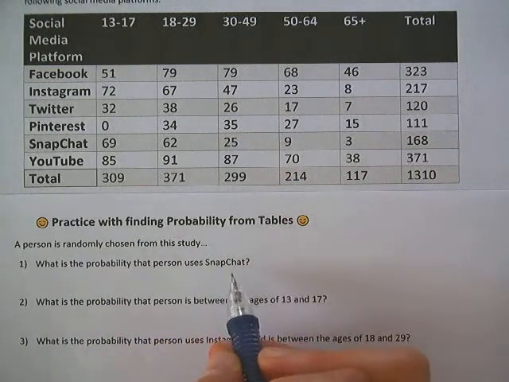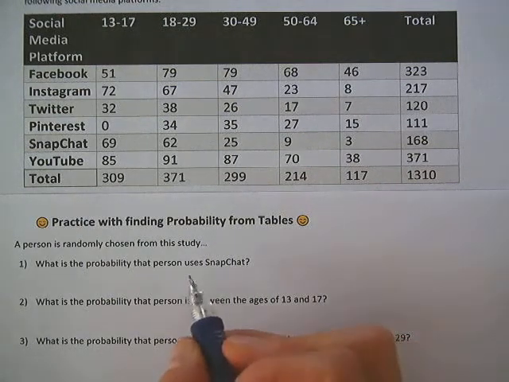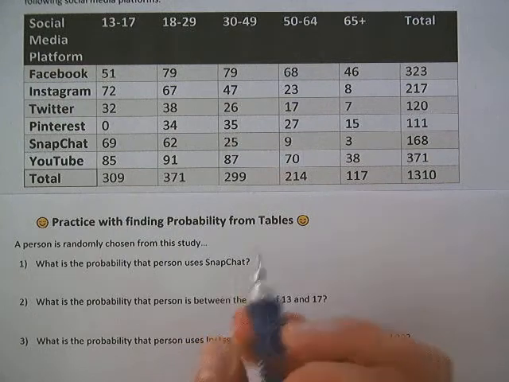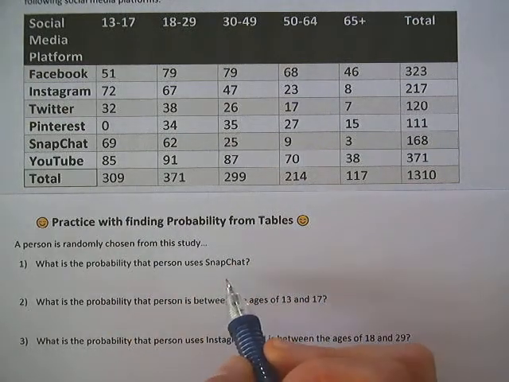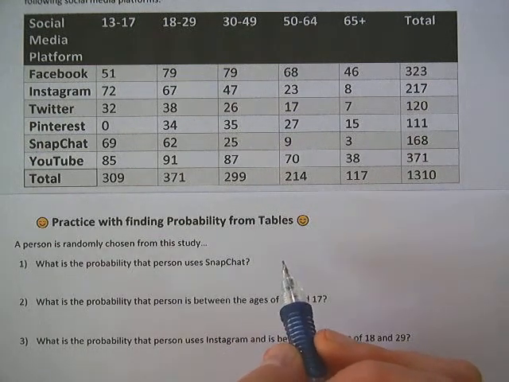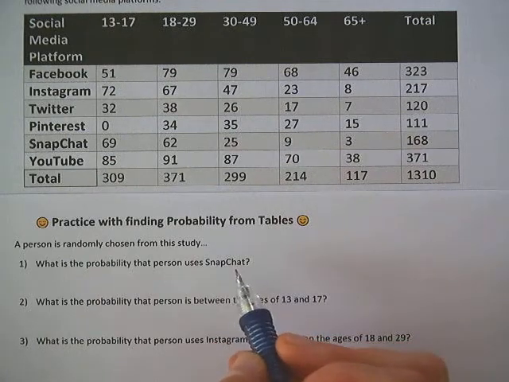So if I randomly pick a person from the study, what is the probability that that person would use Snapchat? Well, this is a basic probability problem because it's just saying, what's the likelihood that if I pull somebody randomly that they would use Snapchat? So what we're looking for, if you remember, probability is what you want over the total. So what we want is a person that uses Snapchat.